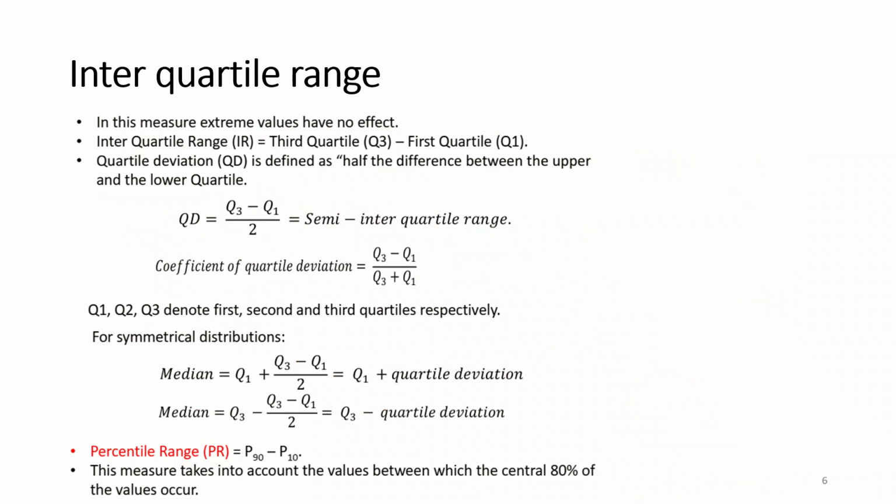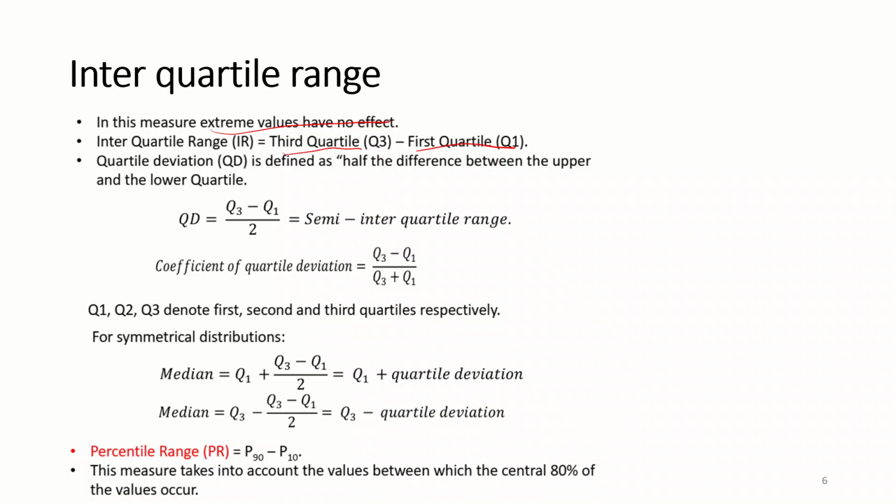So in this measure, the extreme values have no effect. That you might have seen when you calculate it. The interquartile range is essentially the third quartile versus the first quartile. Then there is some extra information, but it's on you, I am just telling you.